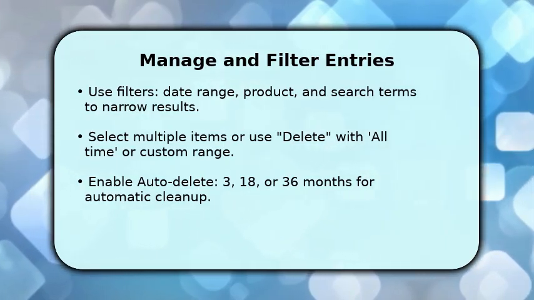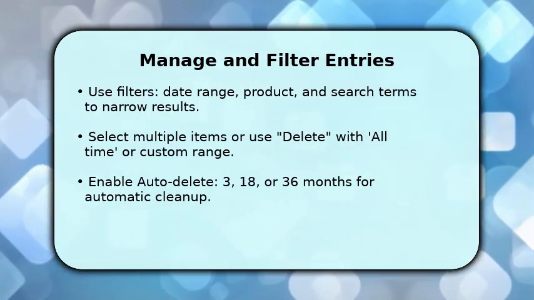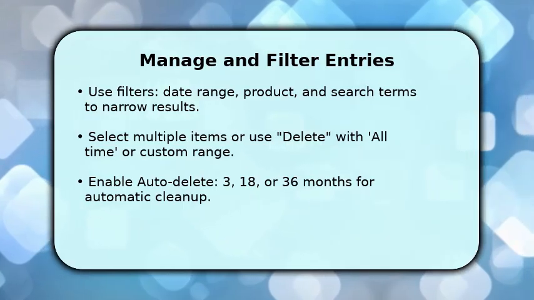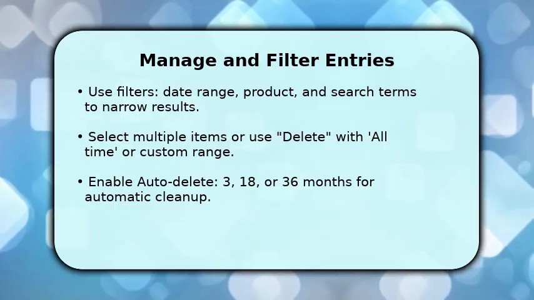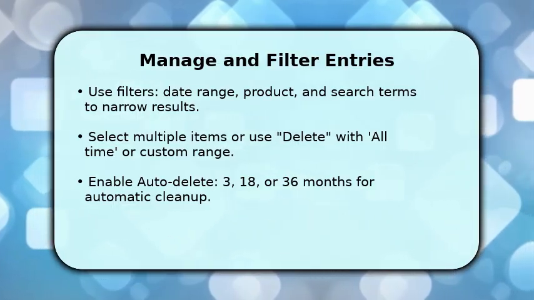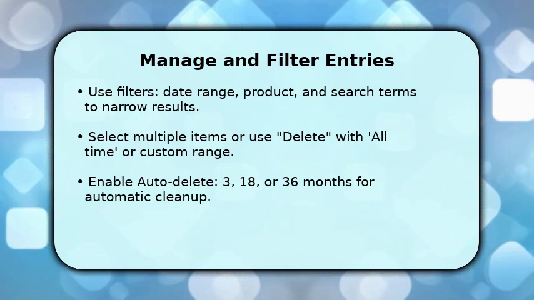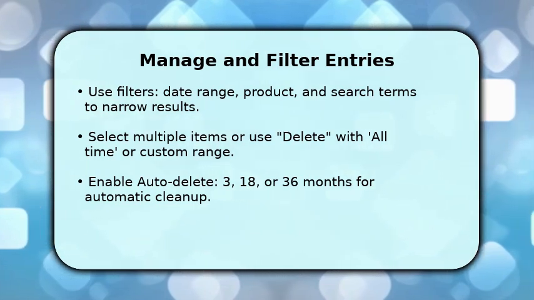Choose all time, custom range, or specific matches. Make sure to set auto delete if you prefer scheduled cleanup. Pick 3, 18, or 36 months. Also consider exporting data via Takeout before mass deletion, so you retain an archive if needed.